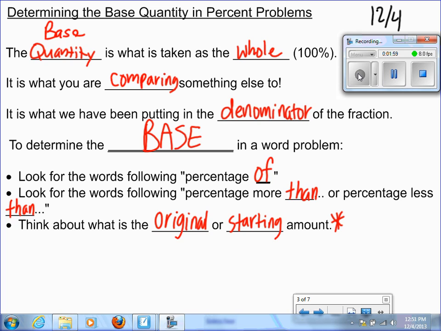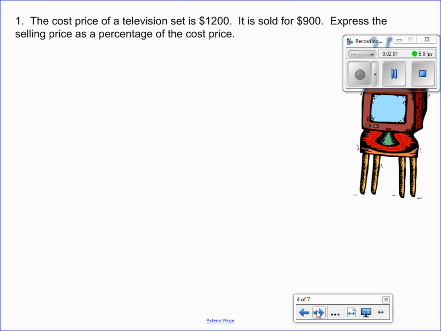All right, let's look at this next example. I need a reader, please. The cost price of a television set is $1,020. It is sold at $900. Express the selling price as a percentage of the cost price.